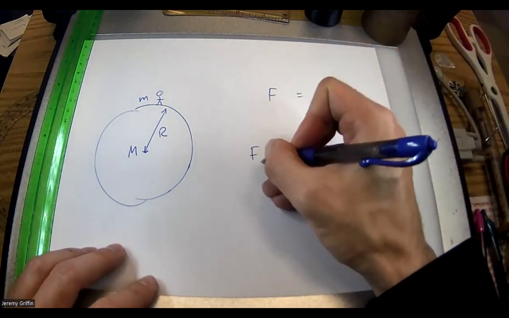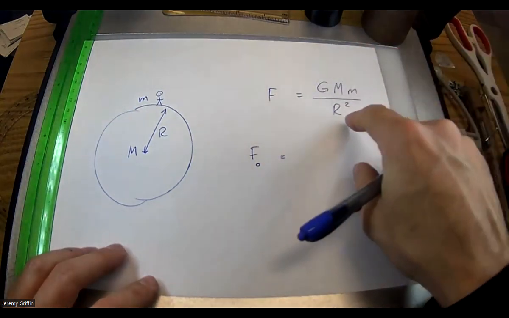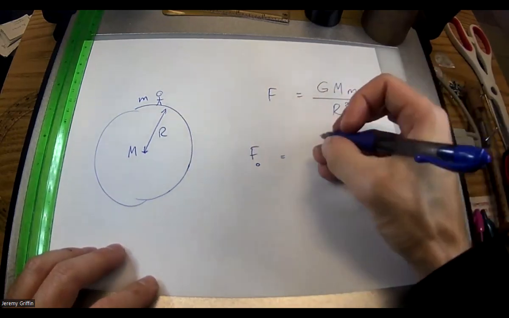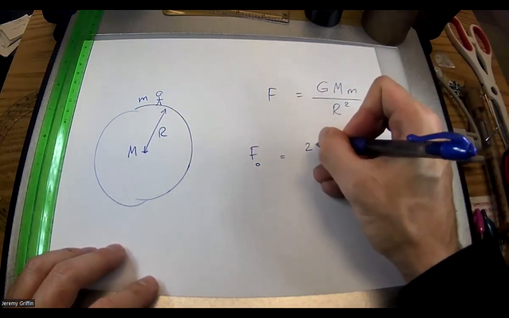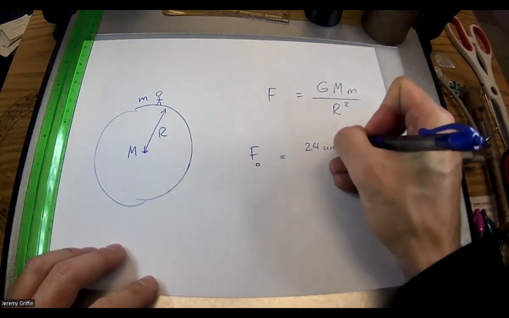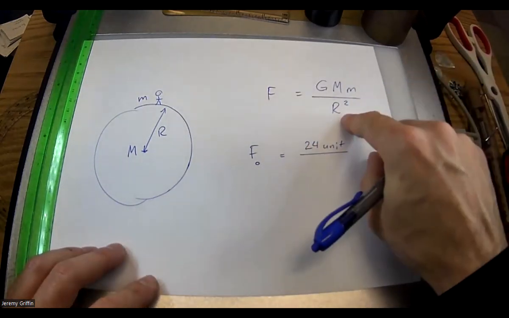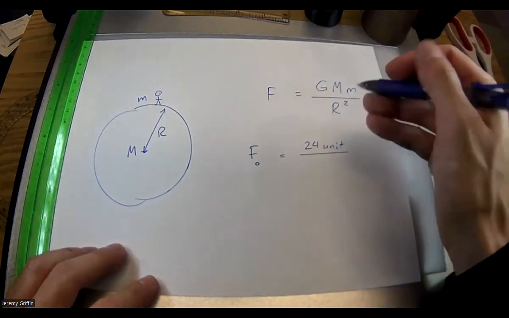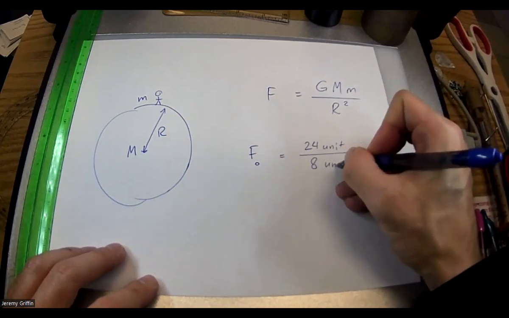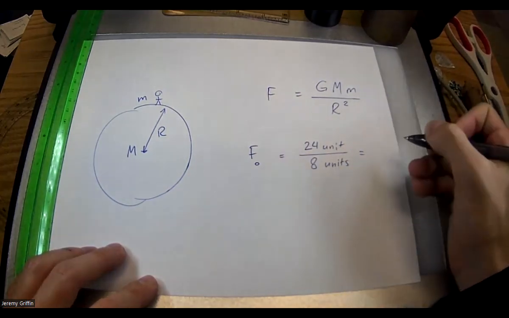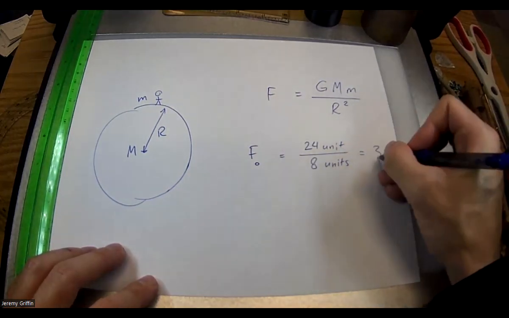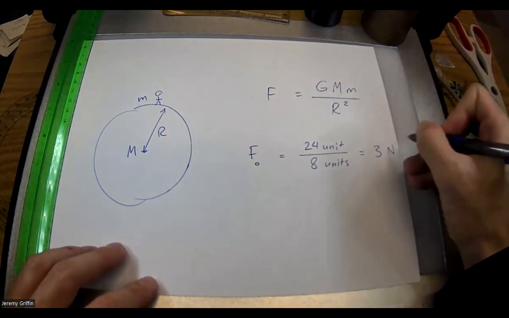Let's say, for example, some original force has all the top stuff coming out to 24 units, some units, and the denominator, r squared, comes out to 8 units. Guys, what is 24 divided by 8? 3, right? And the force could be measured in newtons or something.